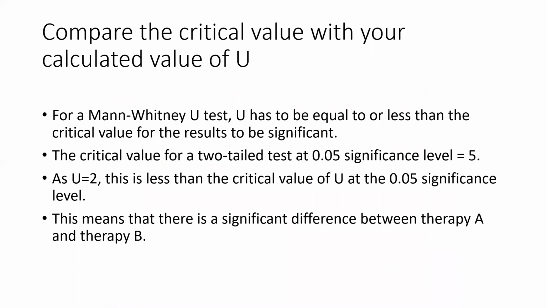Compare the critical value with your calculated value of U. For the Mann-Whitney U test, U has to be equal to or less than the critical value for the result to be significant. The critical value for a two-tailed test at the 0.05 significance level equals 5. As U equals 2, this is less than the critical value of U at the 0.05 significance level. This means that there is a significant difference between therapy A and therapy B.